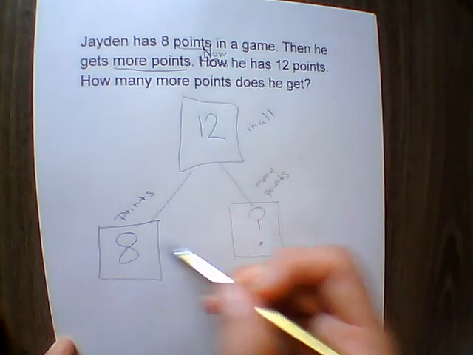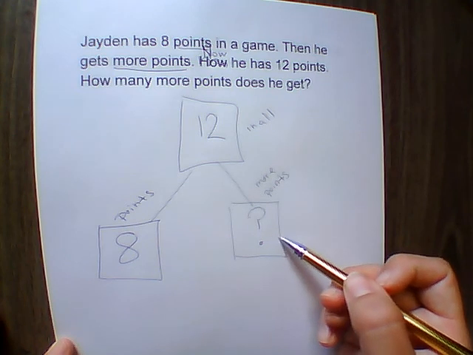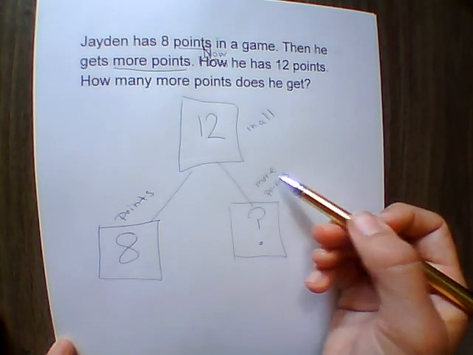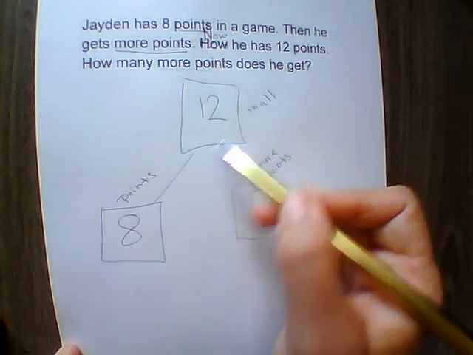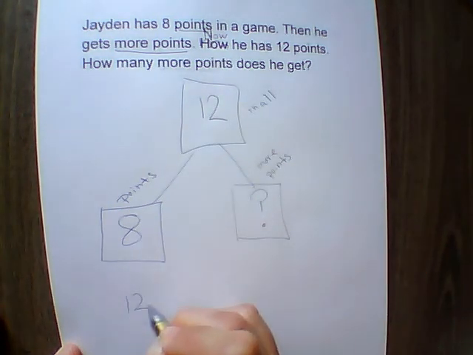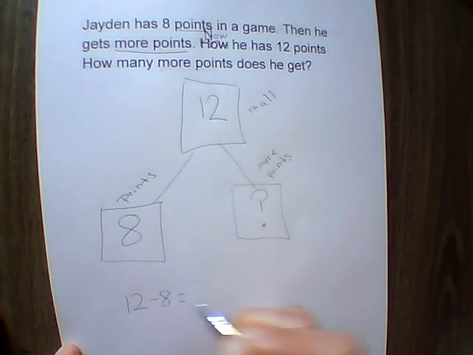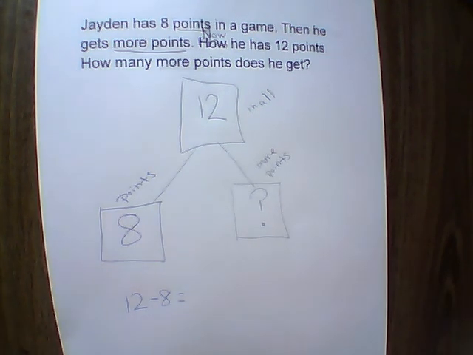So we see it set up. We want to know how many more does he get? The more points. How many more did he get? So we see that here, more points. So we're going to do our subtraction. 12 minus 8 and solve that now. Go.